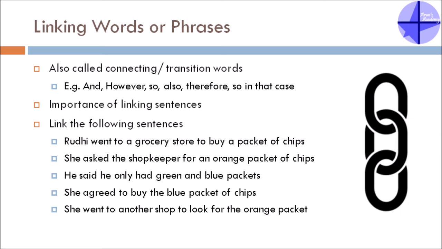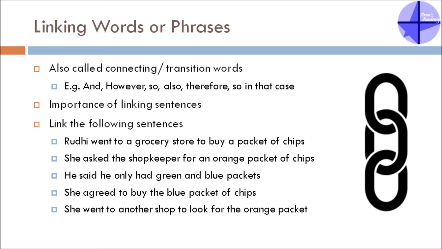Rudy went to the grocery store to buy a packet of chips. She asked the shopkeeper for an orange packet of chips. He said he only had green and blue packets. She agreed to buy the blue packet of chips. She went to another shop to look for the orange packet. So here what's happening is we have 1, 2, 3, 4, 5 sentences.